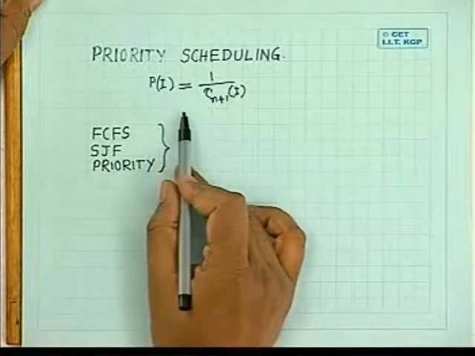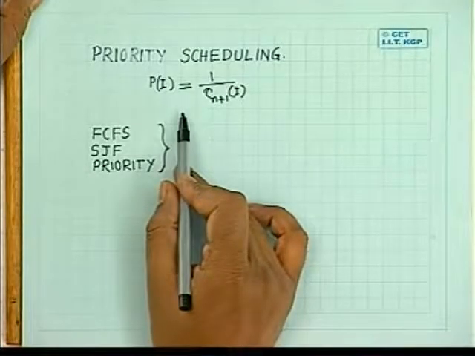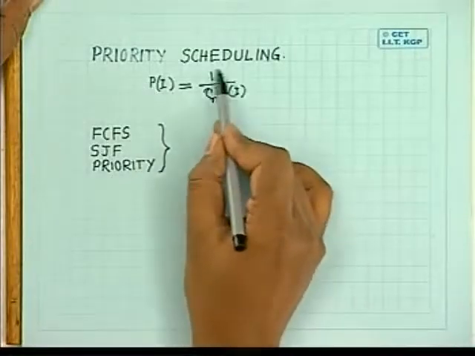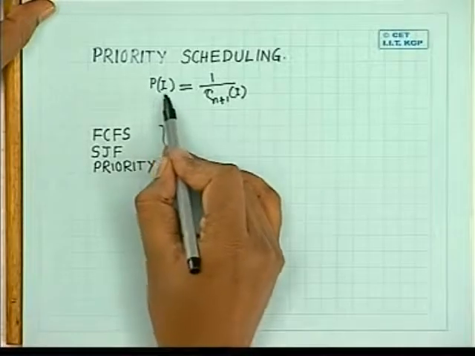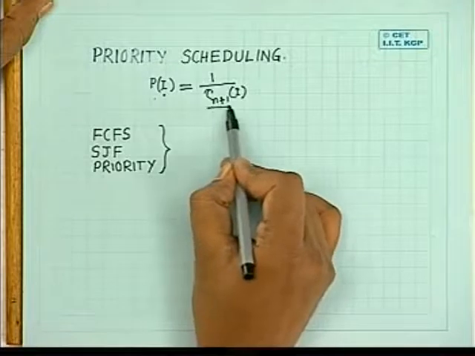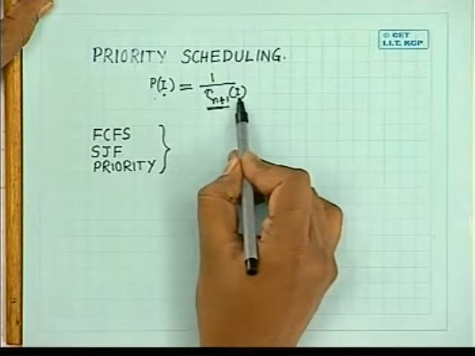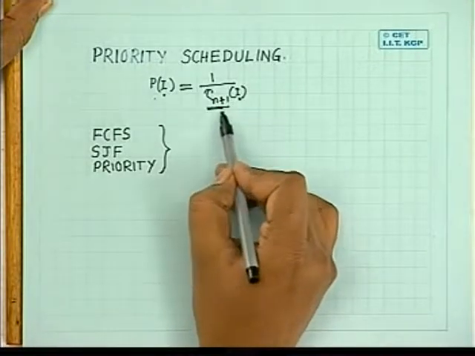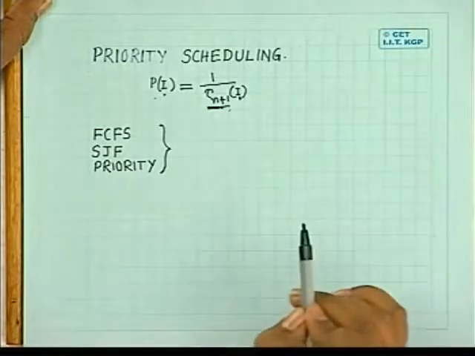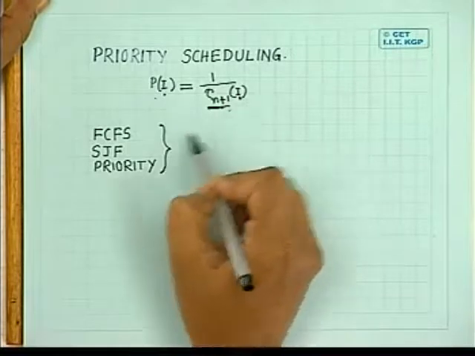So can we call SJF as priority scheduling? Yes, that is what I said. SJF, shortest job first, we are calling a special case of priority scheduling, where the priority is defined like this. Here the priority of job I is the reciprocal of the predicted next CPU burst time of job I. So, the job whose predicted next CPU burst is minimum will have maximum priority, because we are taking the reciprocal of that as priority of that job.